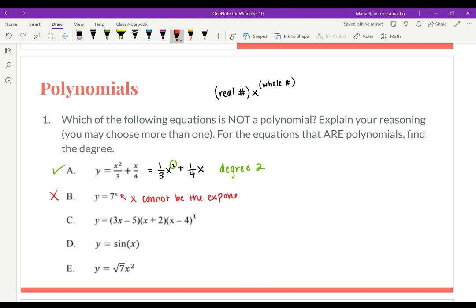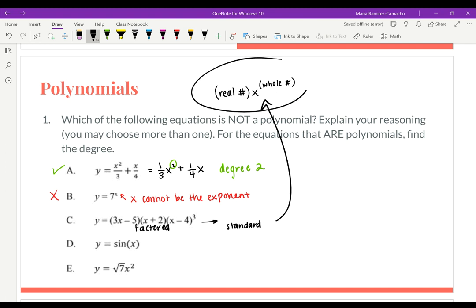Okay, for part C, y equals 3x minus 5 times x plus 2 times x minus 4 cubed. Although this is written in factored form and not standard form, if we were to expand it and write it in standard form, meaning if I were to use the distributive property or some generic rectangles to multiply this out, all of the terms would have this format. Okay? If you're unsure about that, you can expand this if you want to. And so this is a polynomial.